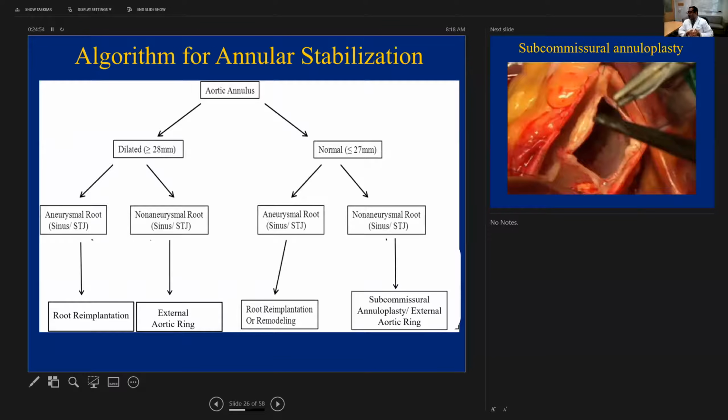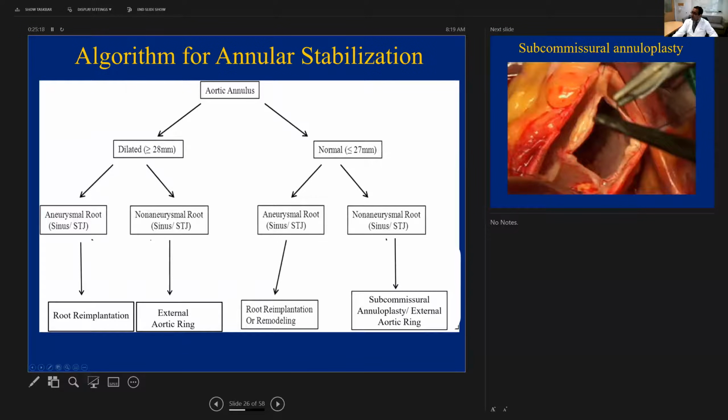The algorithm for annular stabilization overall, bear with me, is that the first thing to look at once you've repaired is the aortic annulus in the bicuspid patient. If the annulus is dilated, greater than or equal to 28 millimeters, and the root is also aneurysmal, then you commit to a root reimplantation procedure.